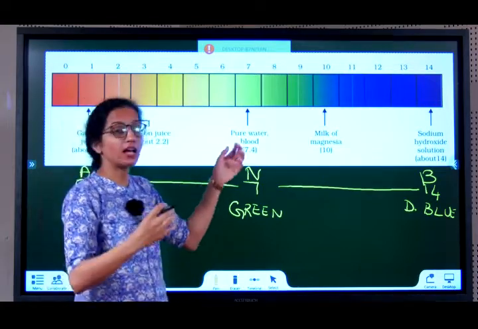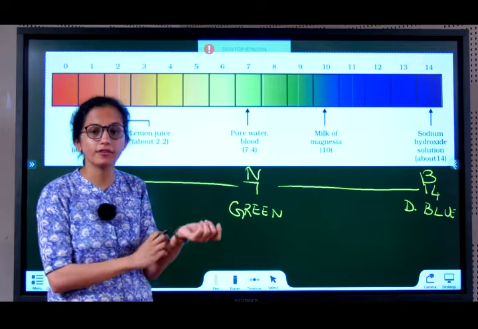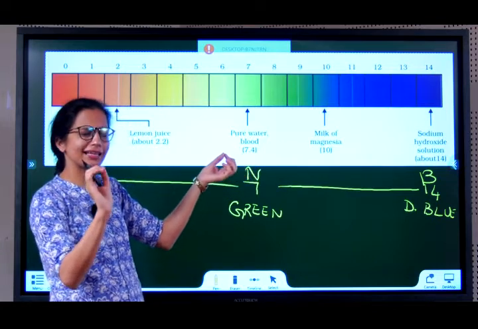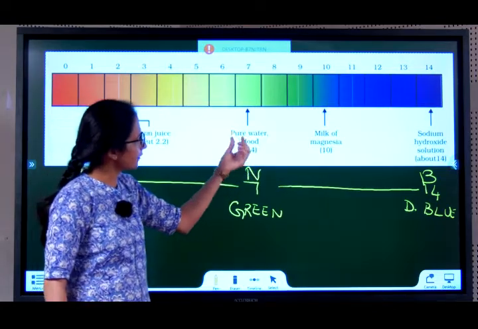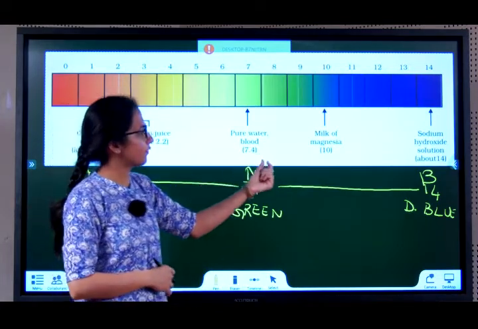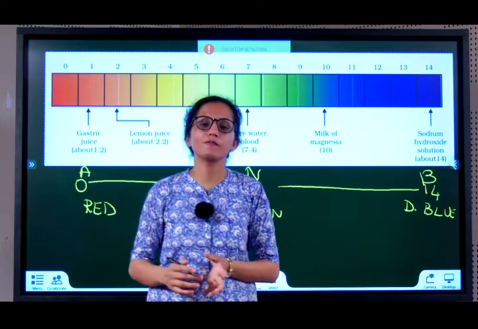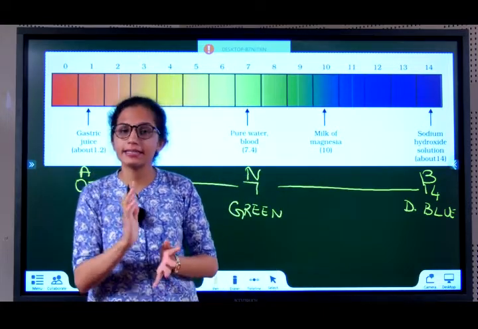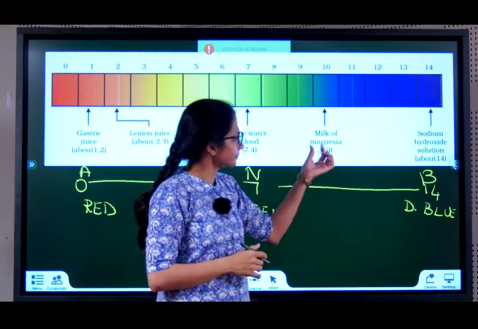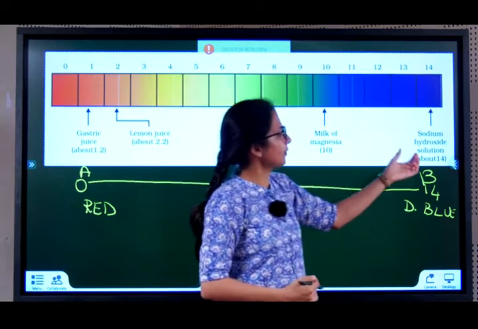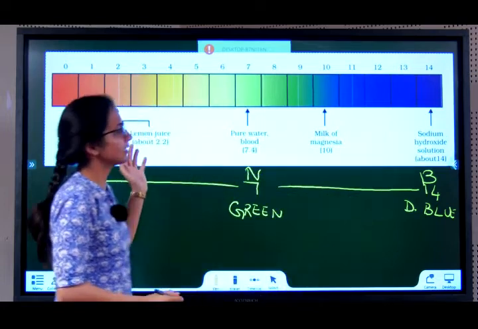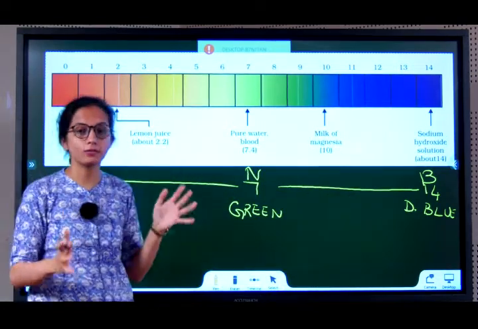So pure water or our blood, it's supposed to be 7.4, a little more than neutral. So it's slightly basic. Our bodies are slightly basic, almost neutral. 7.4. Milk of magnesia. What is milk of magnesia? Magnesium hydroxide is itself milk of magnesia, Mg(OH)2. It is little more basic. Sodium hydroxide solution, highly basic, pH value 14. You don't have to learn this by heart, but you just need to know which is an acid and which is a base.